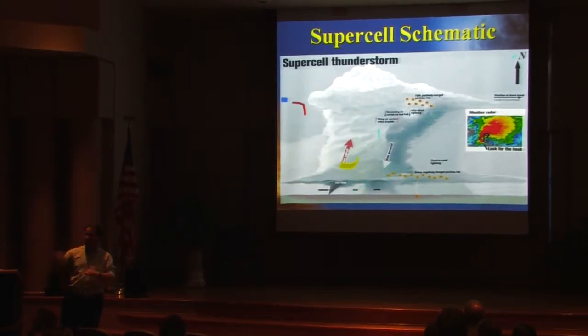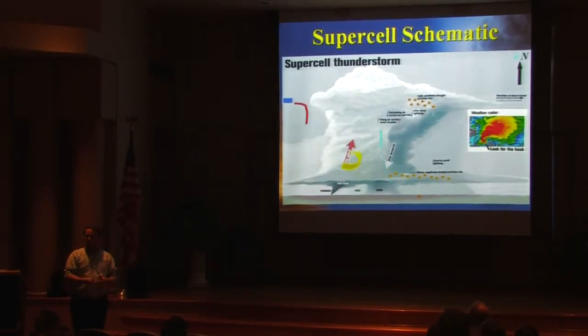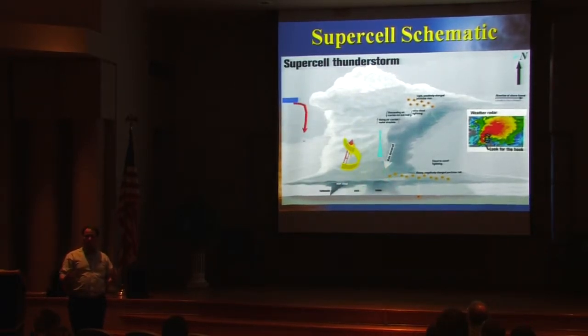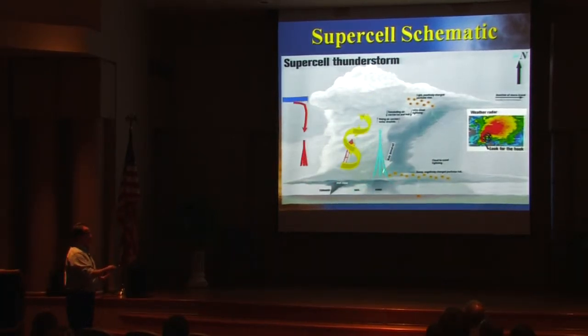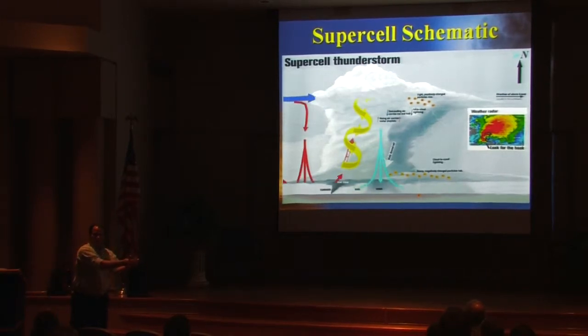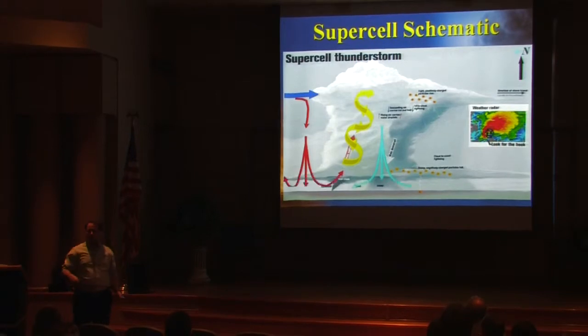And because it's tilted forward with height, it's falling at a location separate from where the updraft is at, which is important because if it were falling straight back down on the updraft, it would literally be choking the life source of that storm, which is the updraft. And so that tilting forward with height is an important component of a long-lived storm. And that's what this blue downward arrow represents, the downdrafting that's occurring in the forward portion of the thunderstorm. We call it the forward flank downdraft.